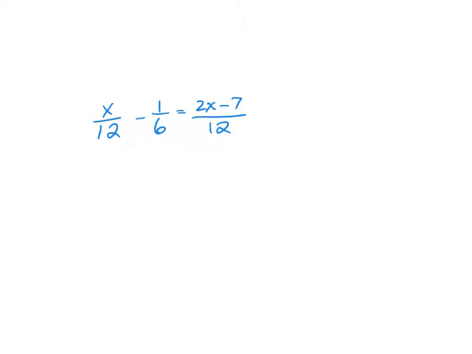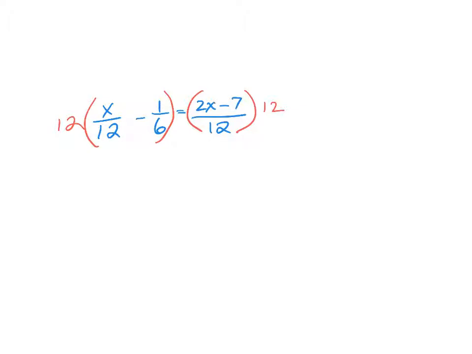Okay, hopefully you've had a chance to go through. I'm taking a look at this and I am saying that the least common multiple of my denominators is 12. So what I'm going to do is multiply both sides by 12. So I'm going to put parentheses around both sides, multiply both sides by 12.